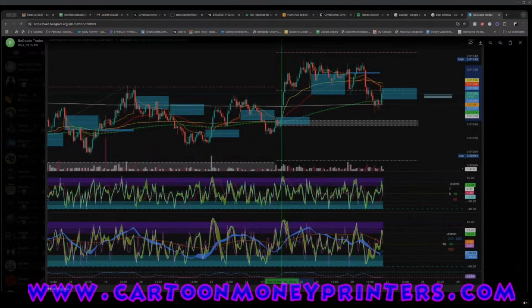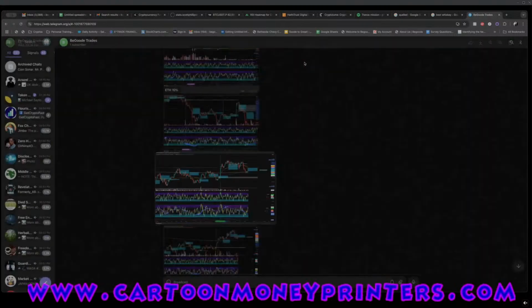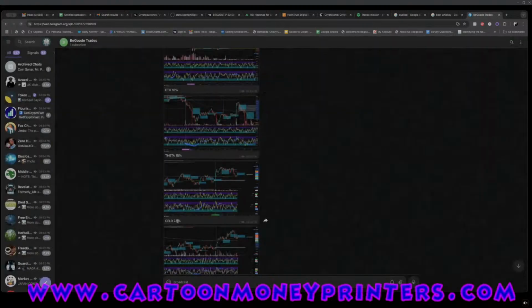So right here would have been a bear div, and that would have had the price up here on this trade, and that was seller. That was about a 7.8% move in, looked like it was about 10 hours.